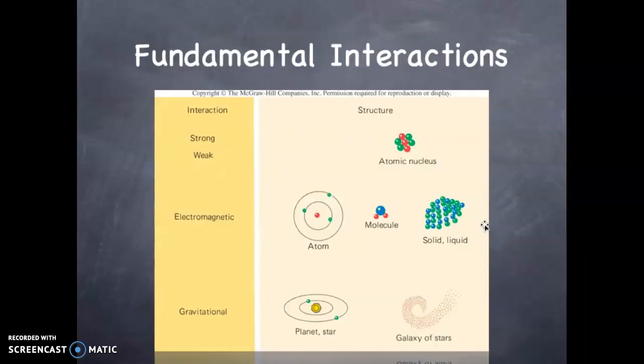Finally, there are 4 forces of nature. There's a strong force that happens inside the nucleus. There are weak forces, electromagnetic forces, and gravitational forces. That takes me to the end of this presentation.